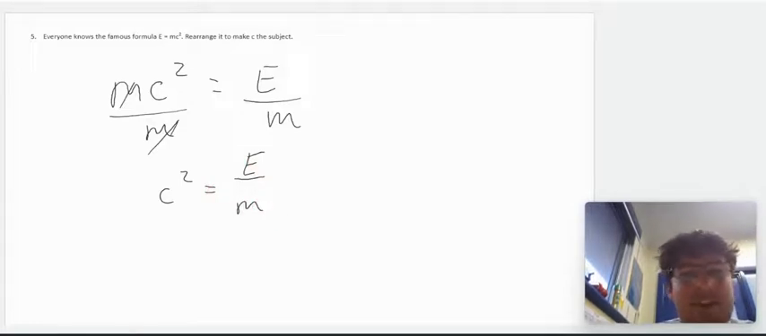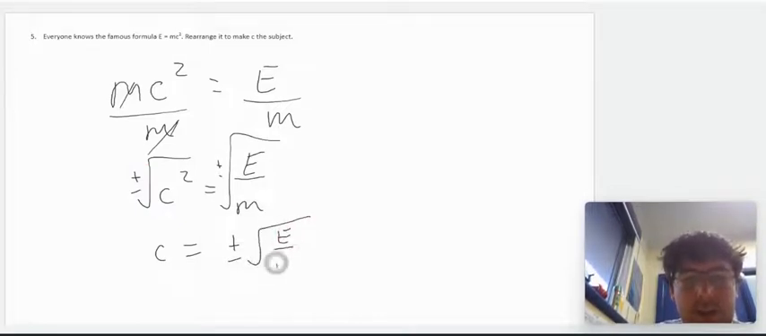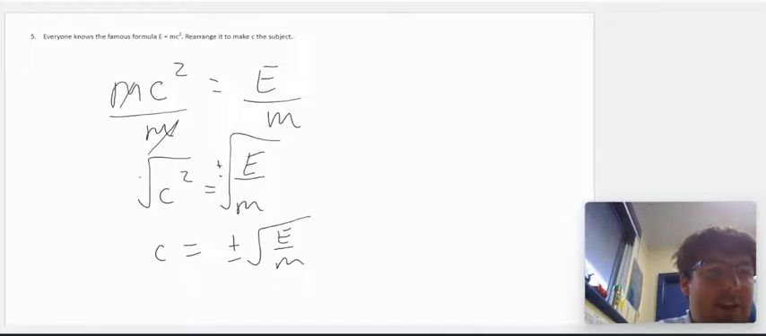And now remember from the previous question, the opposite of a square root is we square root both sides. So C is equal to, but we need to do plus or minus, plus or minus the square root of E over M. Just checking my answers I prepared earlier to make sure that I'm showing you the right thing. So that is how we do it there. Now, we don't normally need to actually put that plus or minus on the left-hand side there. So I'll just get rid of that.